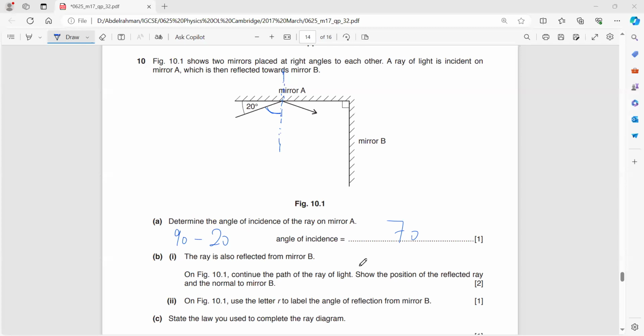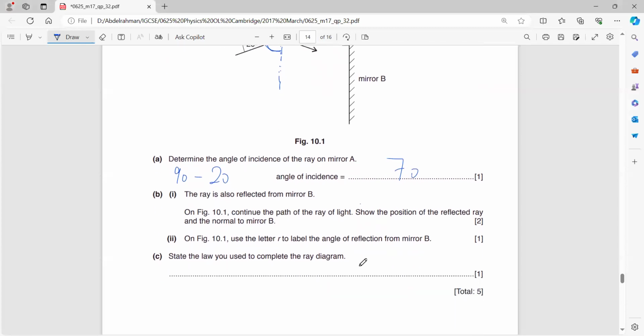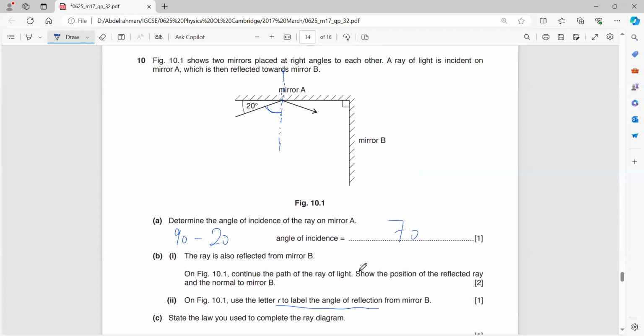Next question. The ray is also reflected from mirror B. On figure 10.1, continue the path of the ray until it is reflected from mirror B, and then use letter R to label the angle of reflection from mirror B. Initially, I will continue this line until it reaches mirror B. At this point, you have to draw a normal.